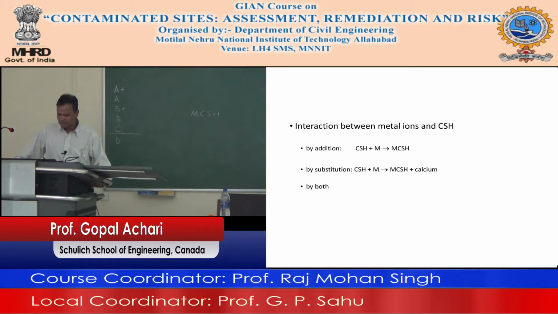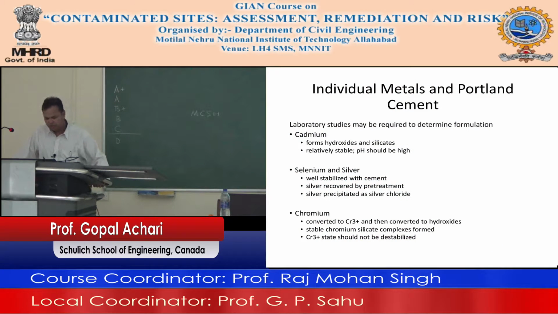What about individual metals and Portland cement? Laboratory studies may be required to determine formulation. Cadmium forms hydroxides and silicates, relatively stable, but the pH has to be high. Selenium and silver are well stabilized with cement, silver recovered by pretreatment. Chromium is converted to chromium 3 and then converted to hydroxides. Stable chromium silicate complexes are formed, and chromium will not be destabilized, because of the toxicity concerns.